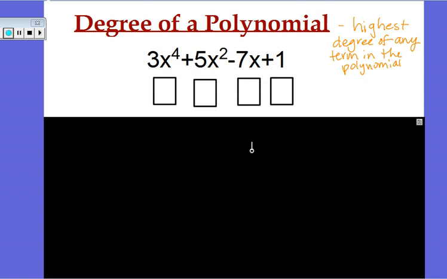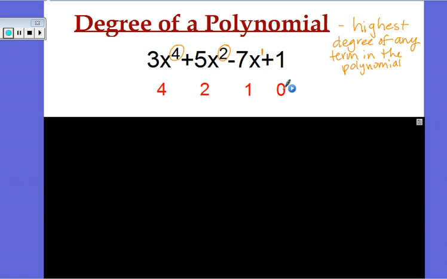We'll take a look at this example. The degree of the first term that I see here is 4. This term, I see an x squared, its degree is 2. This term, I see an x to the first because it has no exponent, so that degree is 1. And because there's no variable here, that means it is a variable raised to the 0 power, which means that its degree is 0. So I'm going to take the degree of the highest exponent that I see, and here I see that the degree is 4.